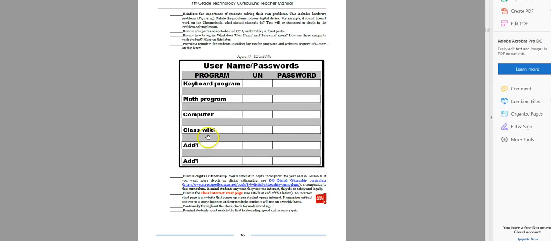Keep track one way or another of usernames and passwords. If they have their student workbooks, they can actually fill this right in, and add whatever the name is, IXL or whatever program you're using, Khan Academy, and put that there instead of additional, and then username and password. They can fill it in right here or a different way, whatever way you do to help them keep track of their usernames and passwords.